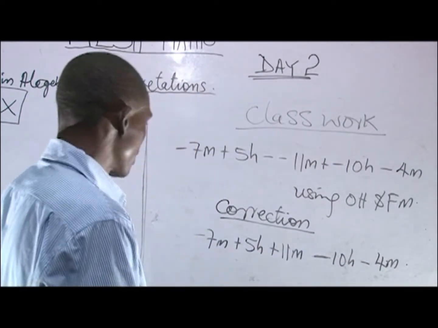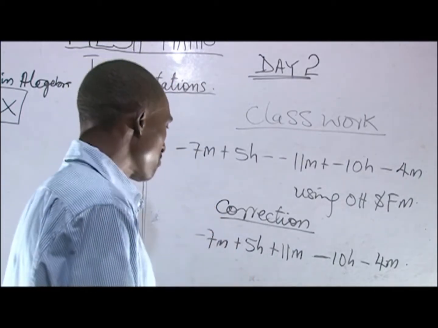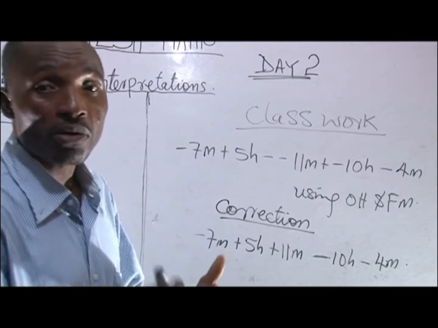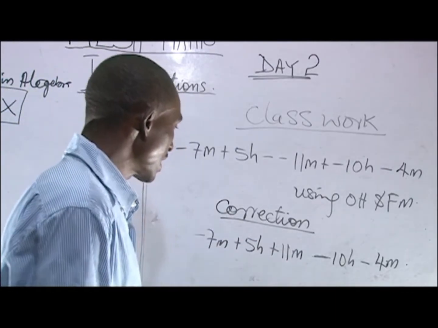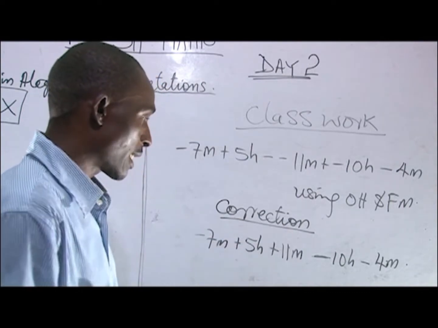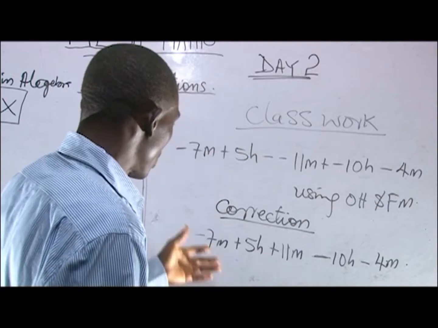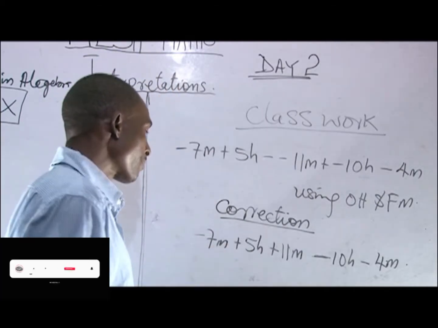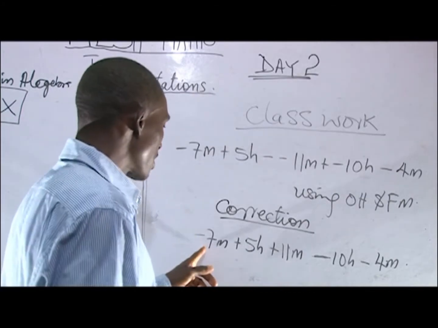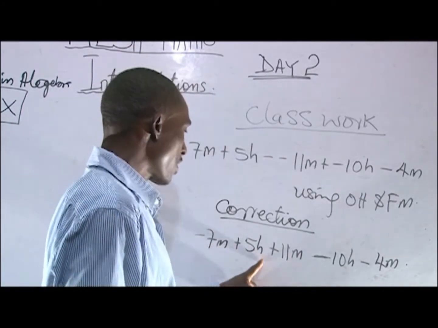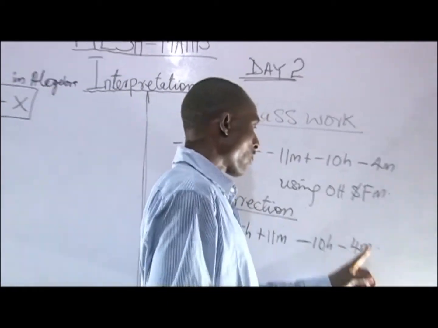Okay, in this case, we want to think about m. Might be anything, but the name is m. Might be mango. Any material at all you feel you want to use to represent it. Anything at all. But let's quickly go with the name given to us. So that is what you're owing 7m, having 5h. We're interpreting now. Owing 7m, having 5h, having 11m, owing 10h, owing 4m.